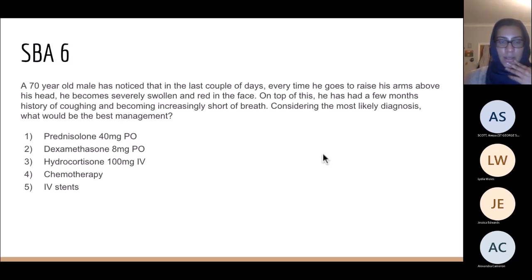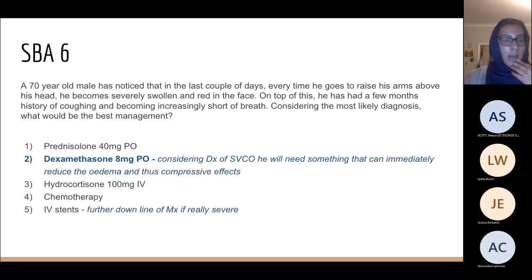Okay, so sorry guys, I'm going a bit faster this time, but you guys were quite split with this. Most of you chose 3 and some of you chose 5. The actual answer is dexamethasone, 8 milligrams. So what this SBA is showing is someone who's got superior vena cava obstruction. They've got this history of coughing and becoming short of breath, and they've got this symptom where they raise their arms above their head and their face becomes swollen and red.